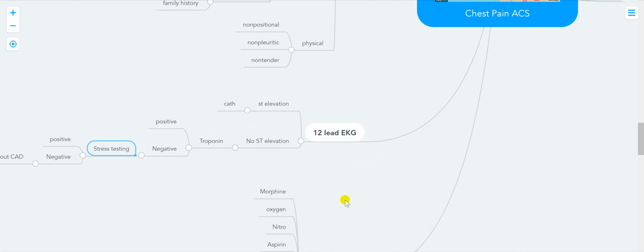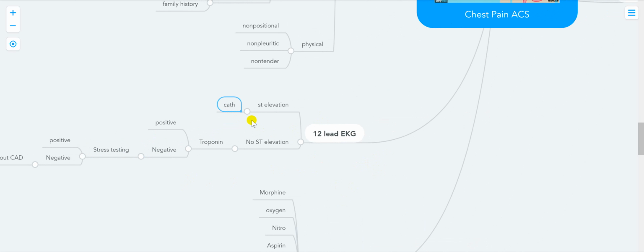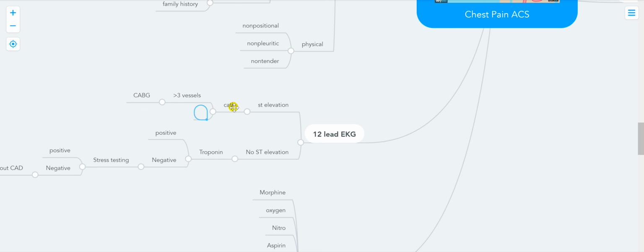Okay, now the cath. Let's say after we did the cath, we found out more than 3 vessels involved. What do? We will send the patient for CABG. Excellent, CABG. What if it is less than 3 vessels, and not including the main LAD? Yeah, 1 or 2. What do? Then we can go for stenting.